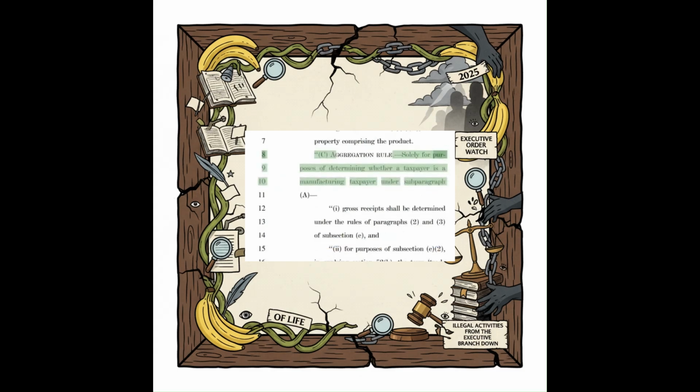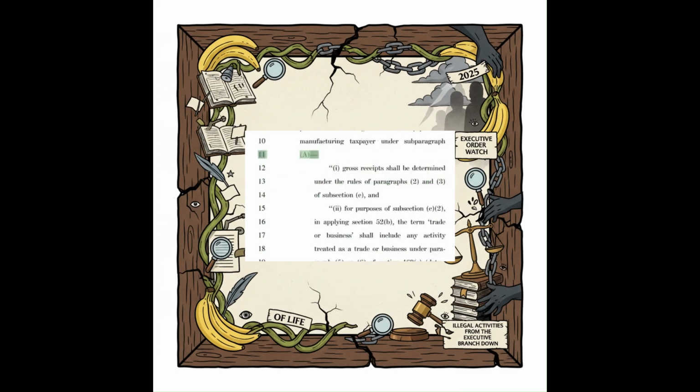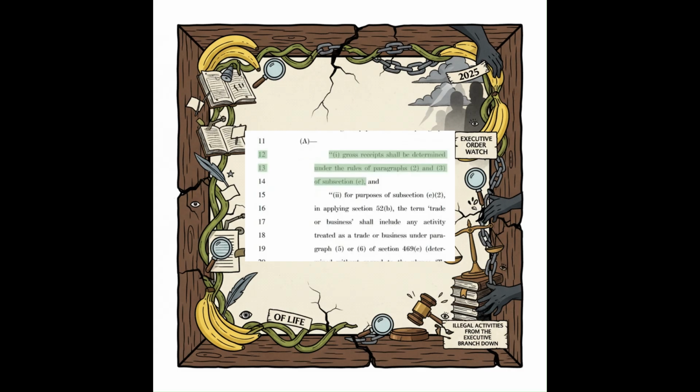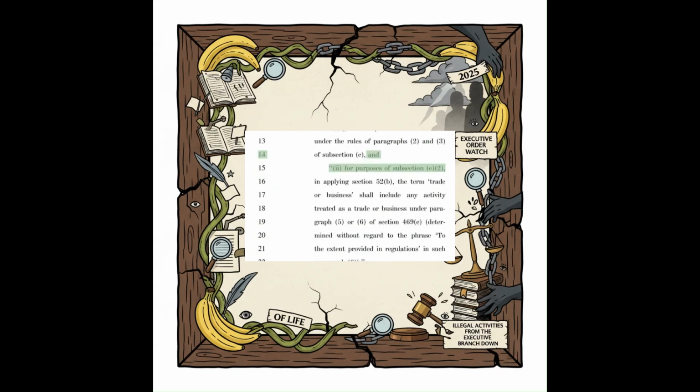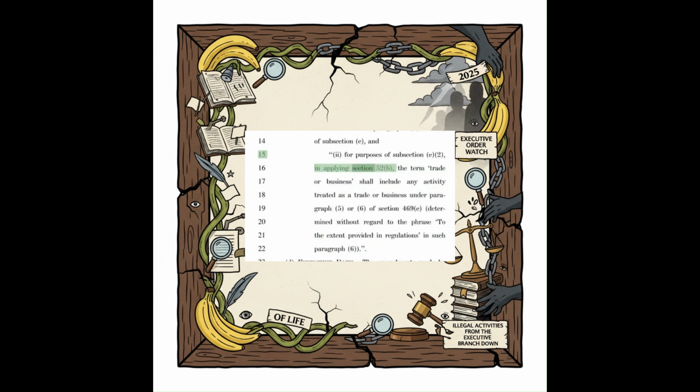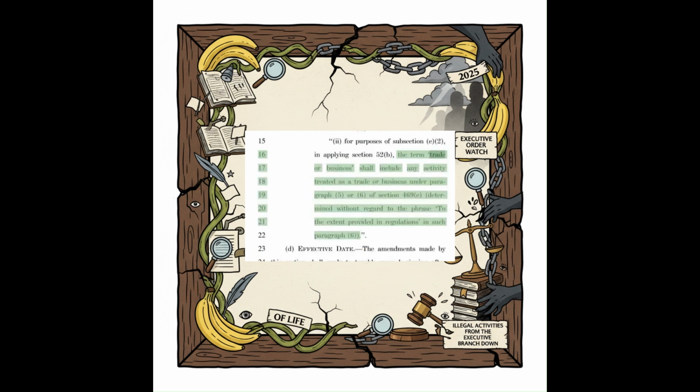Solely for purposes of determining whether a taxpayer is a manufacturing taxpayer under subparagraph, gross receipts shall be determined under the rules of paragraphs and of subsection, and for purposes of subsection, in applying section 52, the term trade or business shall include any activity treated as a trade or business under paragraph of section 469.